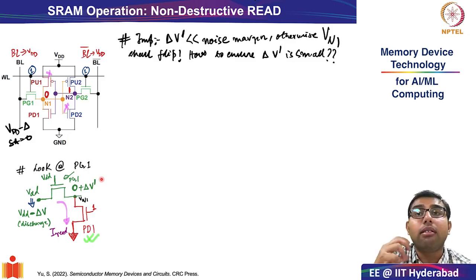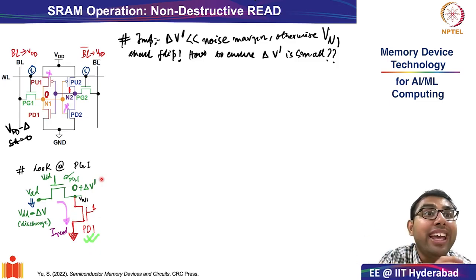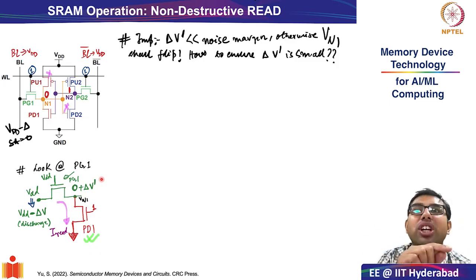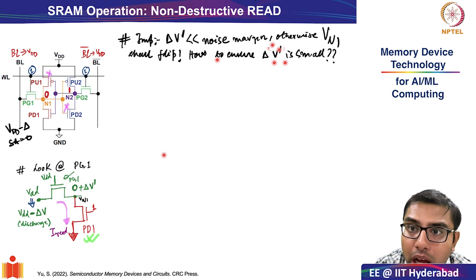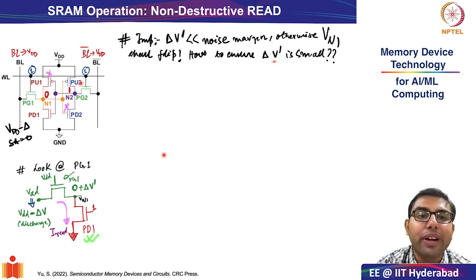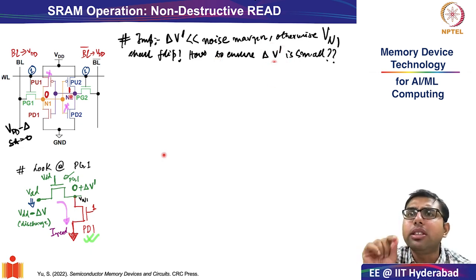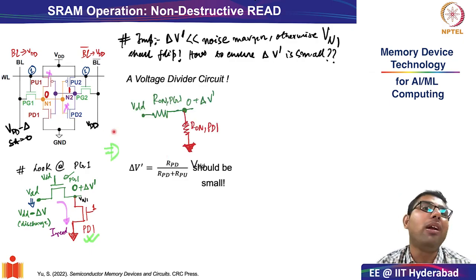And this is why the concept of noise margin becomes important, not only in storing information during the hold cycle, but also in ensuring a non-destructive read in the read cycle. And how do we ensure that this delta V dash is very tiny? It is less than the noise margin. And to do that, we will do a very simple analysis of these two transistors.